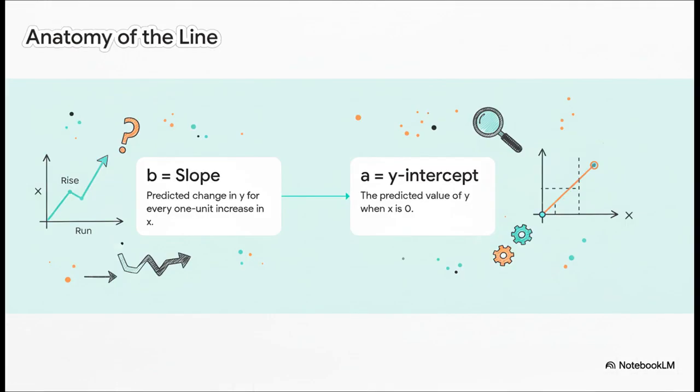So let's not get scared by the formula. It's actually super straightforward. The b part is the slope. This is so useful. It tells us for every one-step increase in x, how much we predict y will change. The a is just the y-intercept. That's our starting point. It's the predicted value for y way back when x is 0.